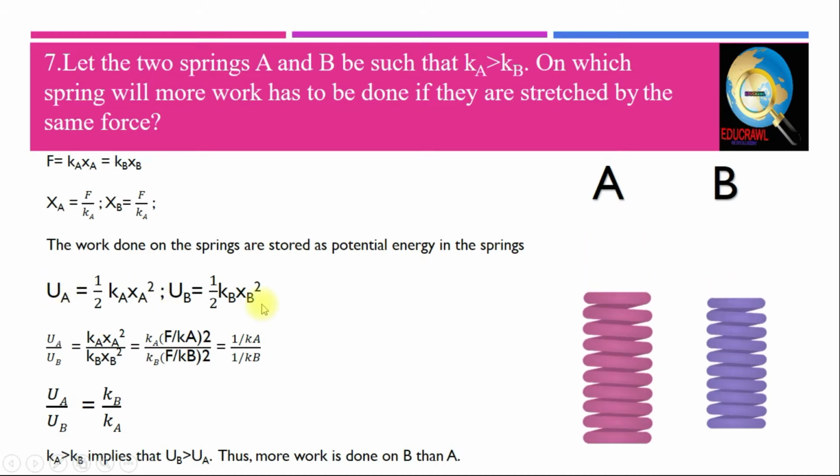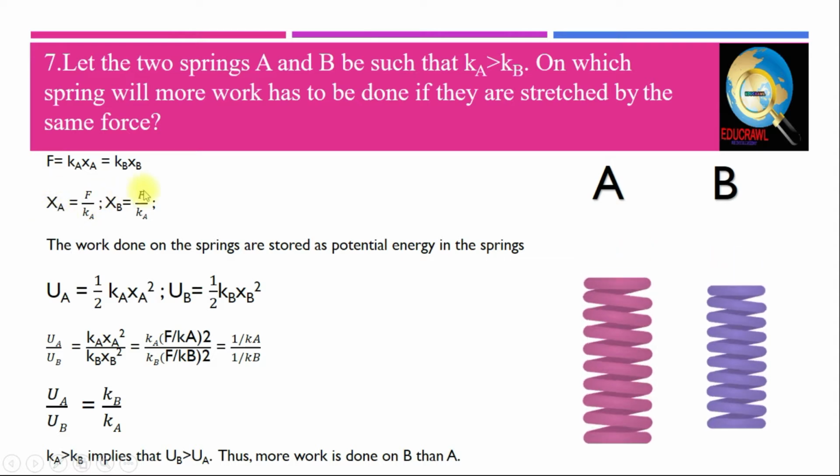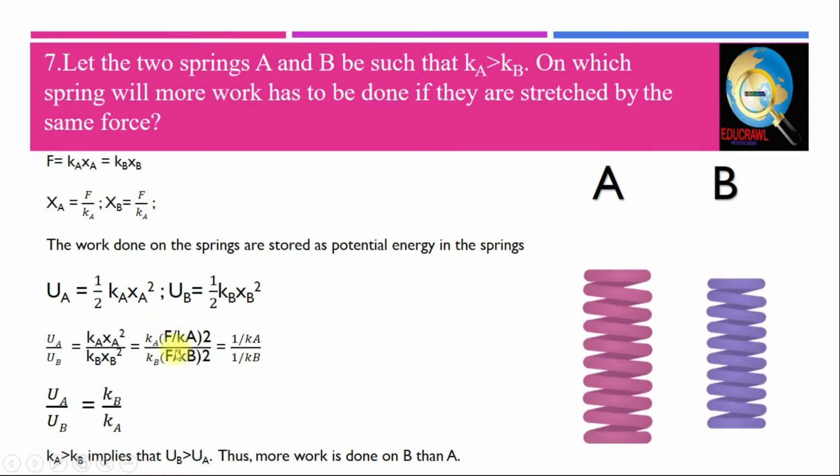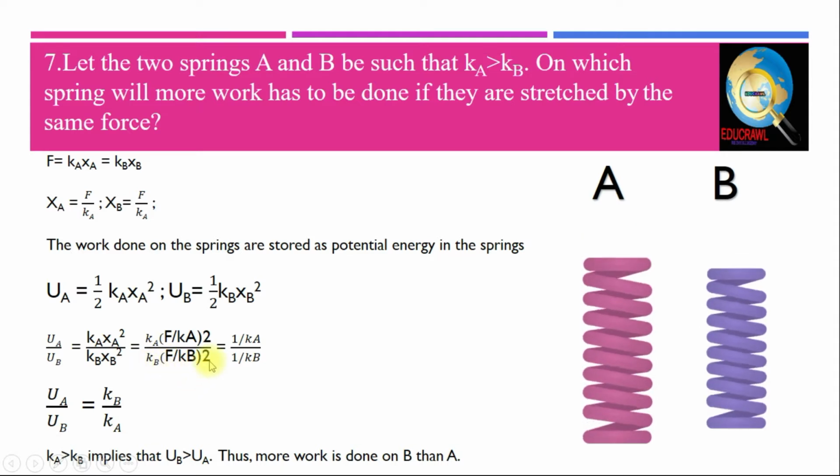Now divide UA by UB. So when you divide, on the LHS you have UA by UB, and on the RHS, half is common in the numerator and denominator, so it will get cancelled and you will have Ka Xa squared divided by Kb Xb squared. Now, we have formed expressions for Xa and Xb as F by Ka and F by Kb. That we are going to substitute here. So when you substitute, you get Ka into F by Ka the whole square divided by Kb into F by Kb the whole square.